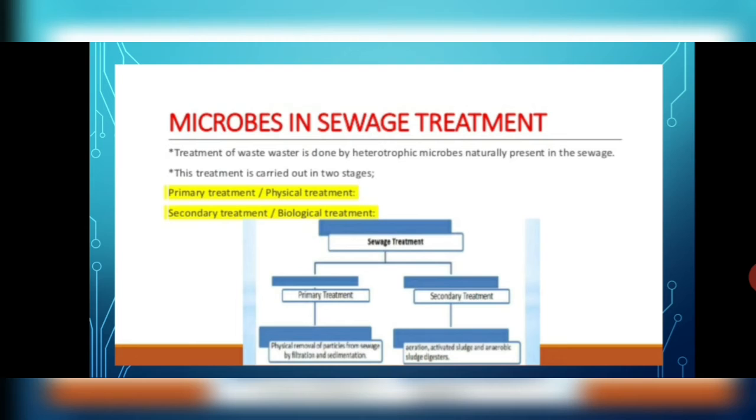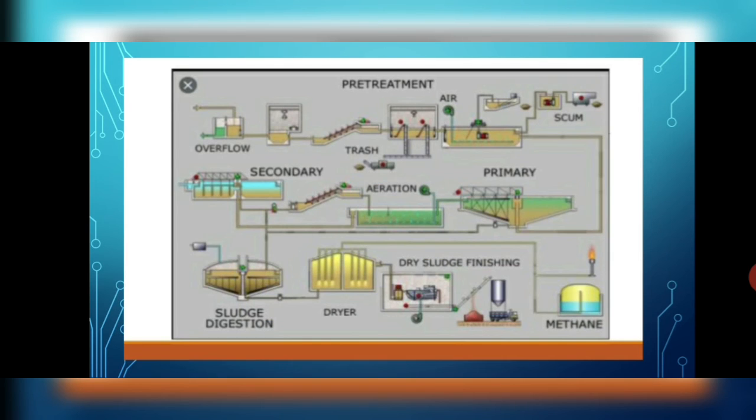The treatment of sewage is done by using heterotrophic microbes which are naturally already present in the sewage. It is done in two steps, the primary treatment and the secondary treatment. The primary treatment is mainly a physical treatment, whereas the biological treatment is done during the secondary treatment of sewage. Let us discuss the primary treatment. As you can see, there is a pre-treatment zone where the primary treatment is done, and then proper sludge digestion in order to produce biogas is done.